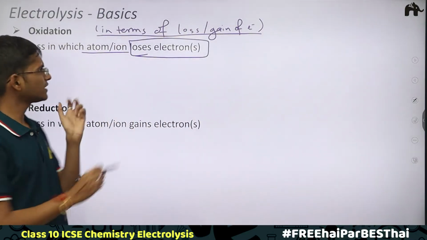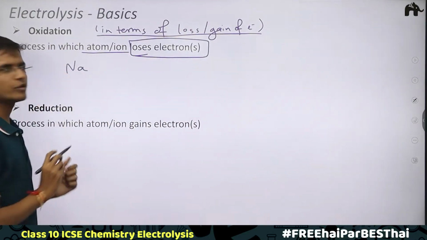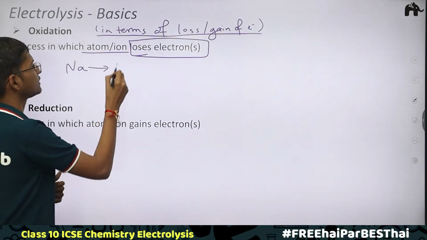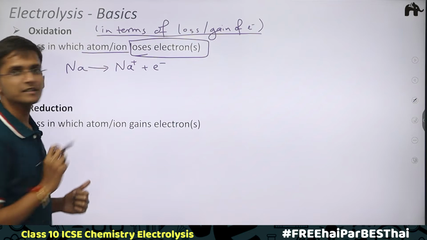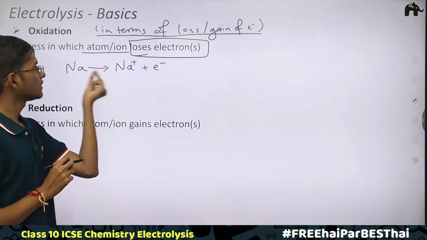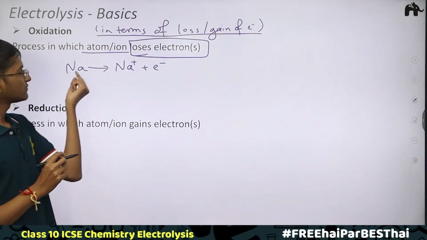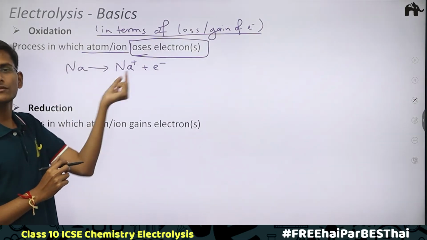So let's see an example. This is our sodium atom. It is losing its electron and becoming an Na plus ion. After losing one electron, the sodium atom becomes a sodium ion. We all know that, right?